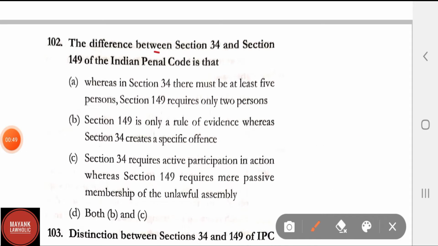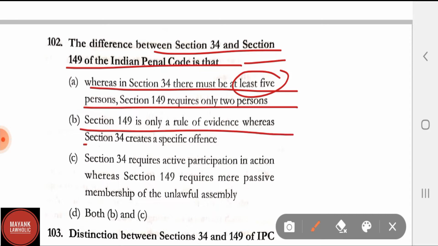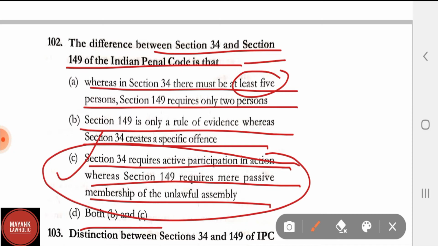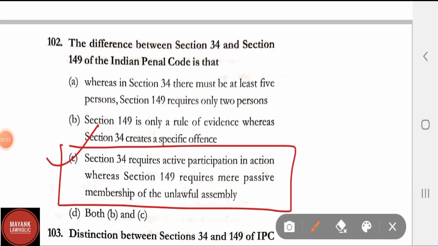The difference between section 34 and section 149 of IPC is that option A, whereas in section 34 there must be at least 5 persons, section 149 requires only 2 persons. Option B, section 149 is only a rule of evidence, whereas section 34 creates a specific offence. Option C, section 34 creates active participation in action, whereas section 149 requires mere passive membership of the unlawful assembly. D, both B and C. Here the correct answer is option C. Section 34 requires active participation in action, whereas section 149 requires mere passive membership of unlawful assembly.